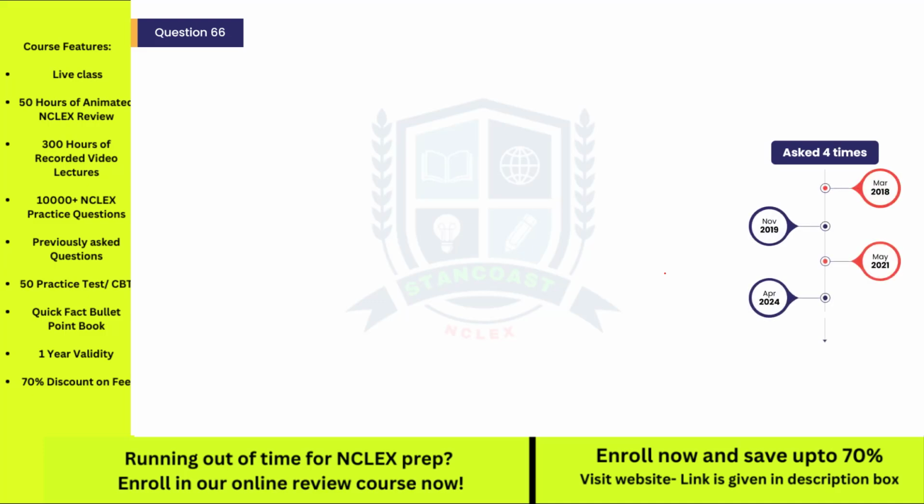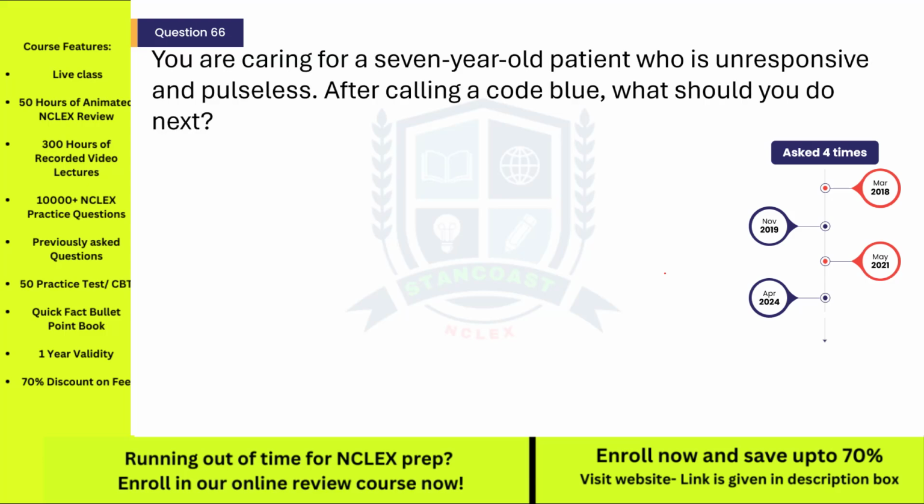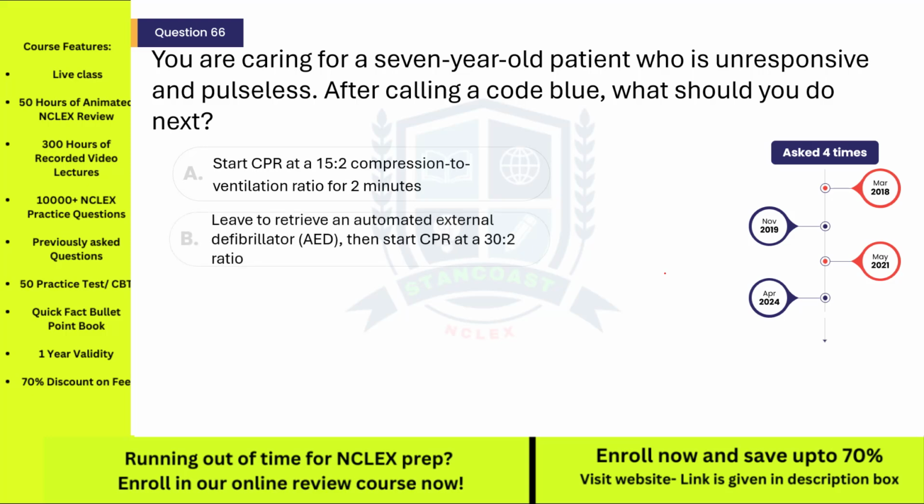This CPR protocol question has been asked 4 times in the past 5 years, making it moderately likely to appear on the exam. You are caring for a 7-year-old patient who is unresponsive and pulseless. After calling a code blue, what should you do next? A. Start CPR at a 15:2 compression to ventilation ratio for 2 minutes. B. Leave to retrieve an automated external defibrillator, AED, then start CPR at a 30:2 ratio.